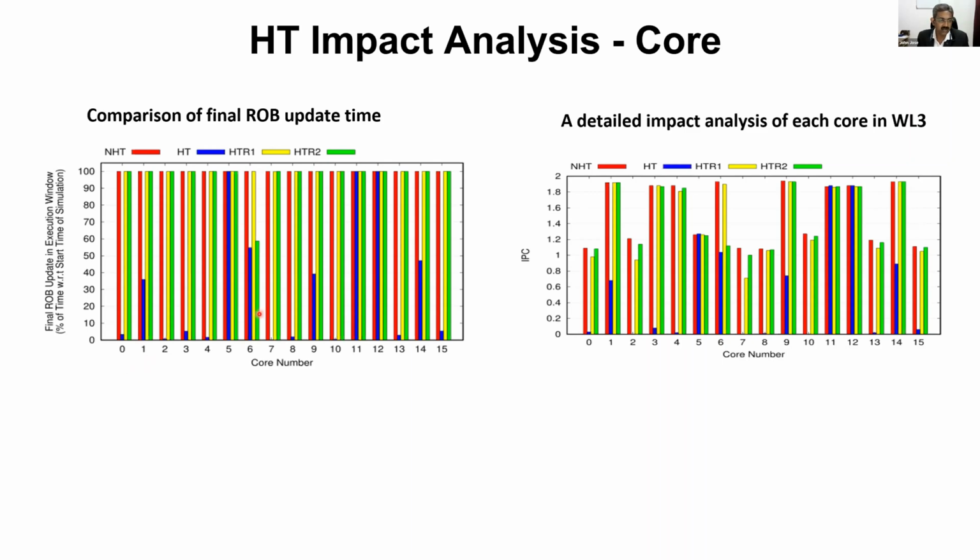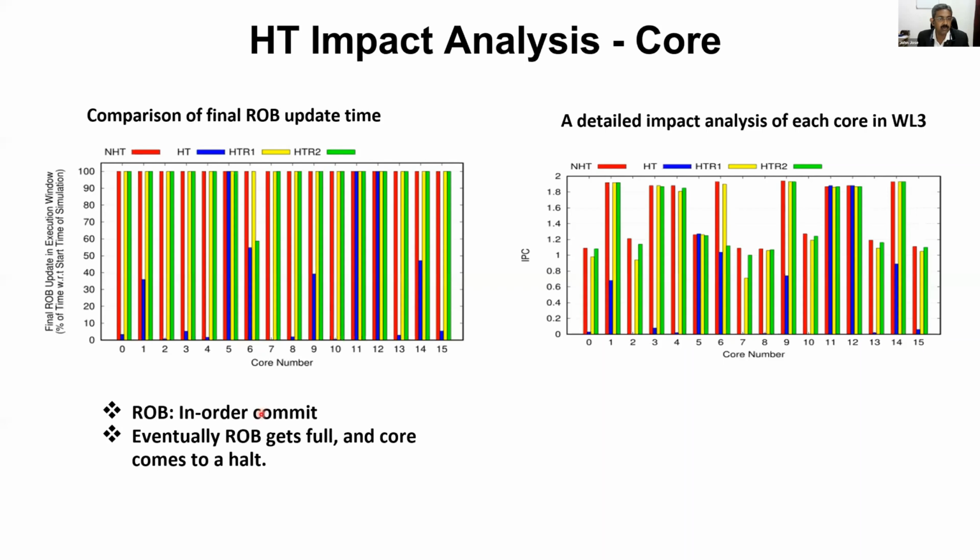So what you see on the left-hand side bar is basically at what time the reorder buffer was last updated. So the lower the blue bar, it shows that the reorder buffer update happened very early when compared to the total length of the bar. We can see that in core number 5, the reorder buffer update happened until the end of the execution window. So wherever the blue bar is small, it shows that the execution stopped there because the reorder buffer became full and no more issue happened, and as a result, IPC drops.